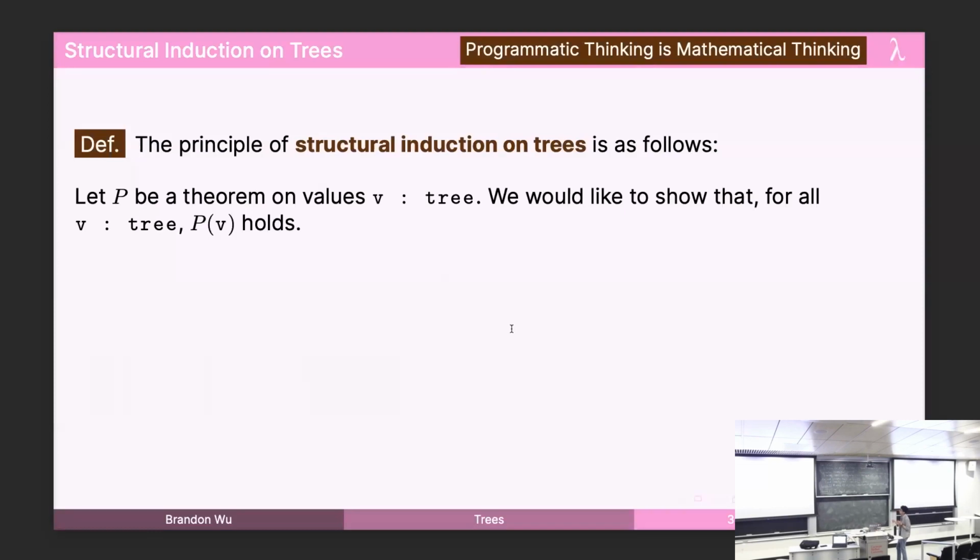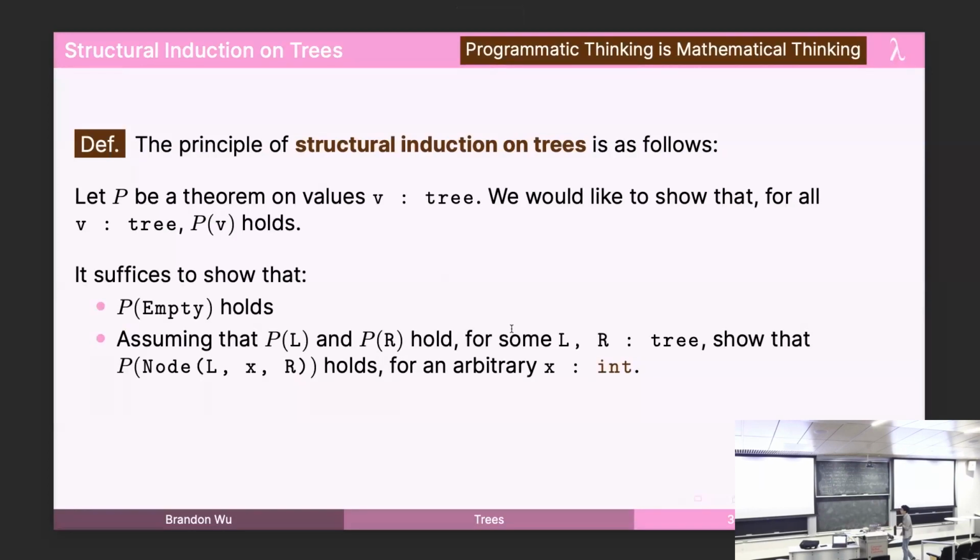So if I've got a theorem on values of type tree, I want to show that for all values my property holds, I need to show only two things. I show that P of empty is true. I show that assuming that I get both P of L and P of R, that is that P holds for some arbitrary L and R values. Okay, if I have that, then I just need to show that P of node L X R holds for an arbitrary X. And this should look familiar, but also not, because before we just had one induction hypothesis, right? But now we get two.